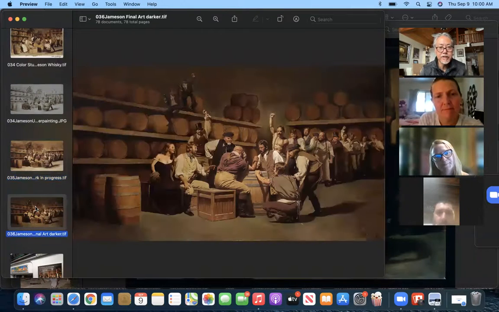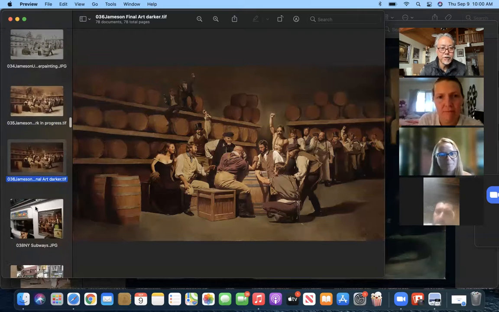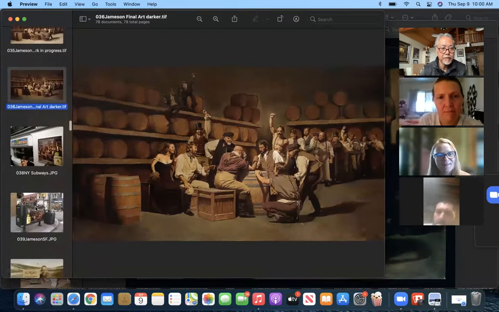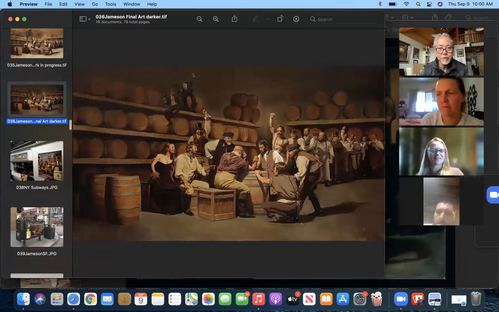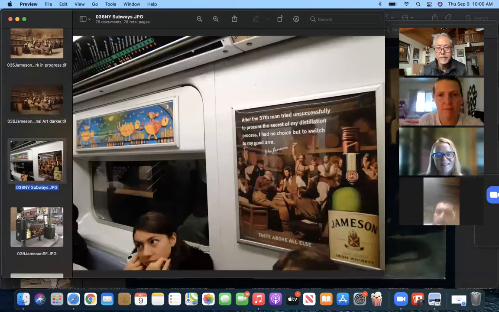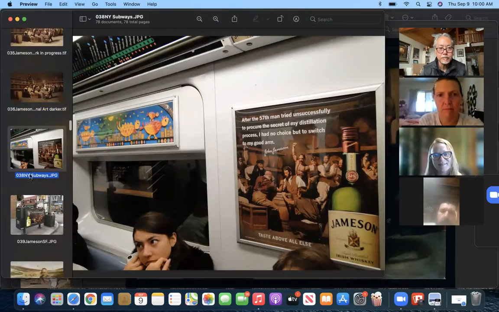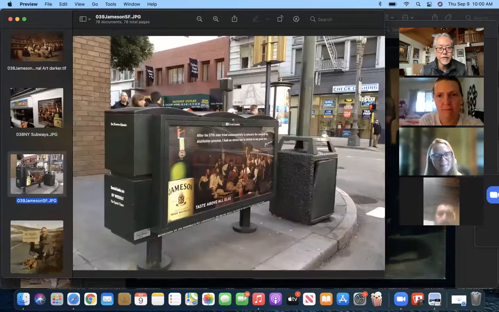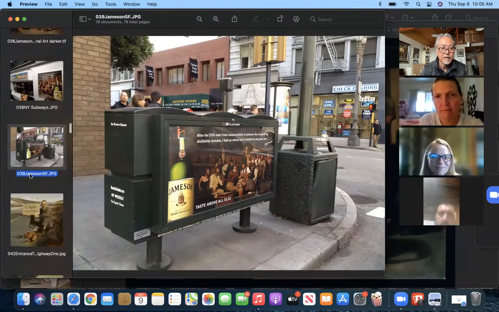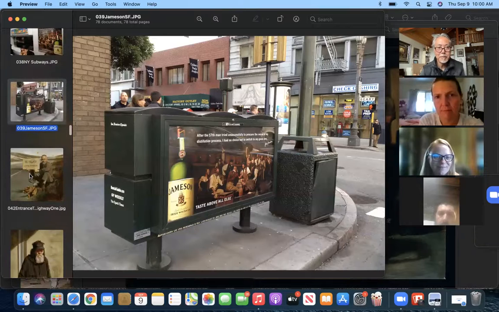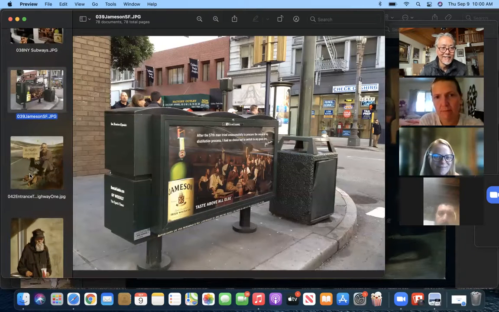And then this is the finished painting, which was completed in, I think, 23 days. And then the painting itself was used and put on the subways of New York City. And here it is on the streets of San Francisco. And I won't be in bad taste and tell you more.